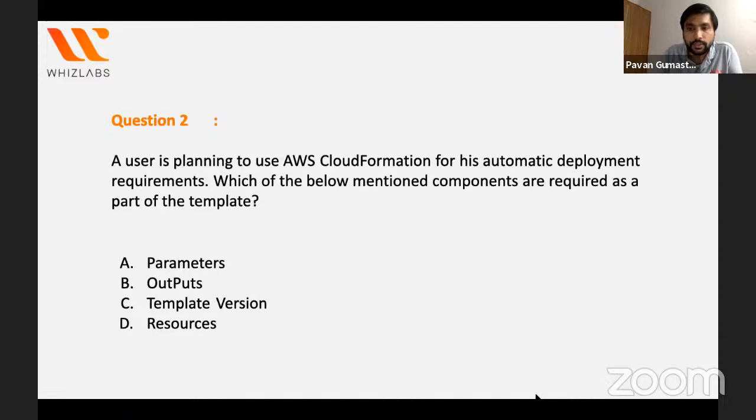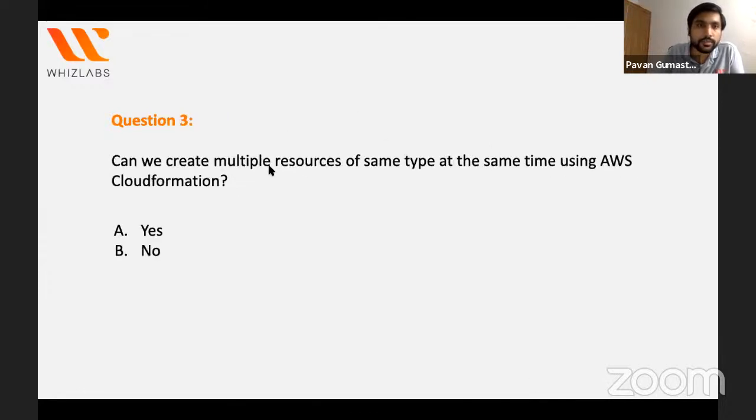Okay, so I think many people are answering. Shall we move to the next question? Okay, let's move to the next question then. Can we create multiple resources of the same type at the same time using AWS CloudFormation? So here, understand the question clearly. Can we create multiple resources of the same type at the same time using CloudFormation? Is it A, yes, or B, no?